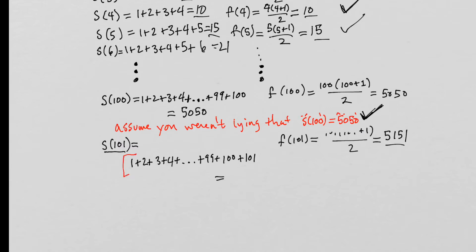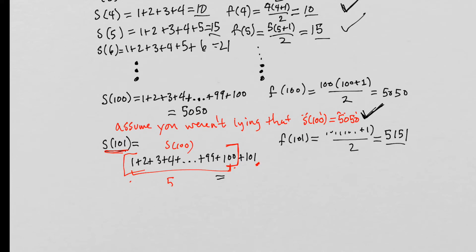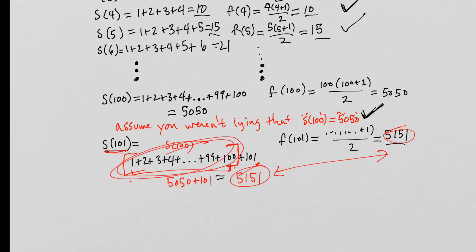And so instead of doing all the work of calculating this, so this is S of 101, the whole thing, out to here, but if I just look at the first 100, that's S of 100. And you've already told me that that is 5,050. And so now all I got to do is add 101 to that to get 5151. Right? And now I can quickly see that that thing and that thing are equal. And so assuming you didn't lie to me about the value of this part, I'm happy again. I've now shown it for S of 101. Okay.